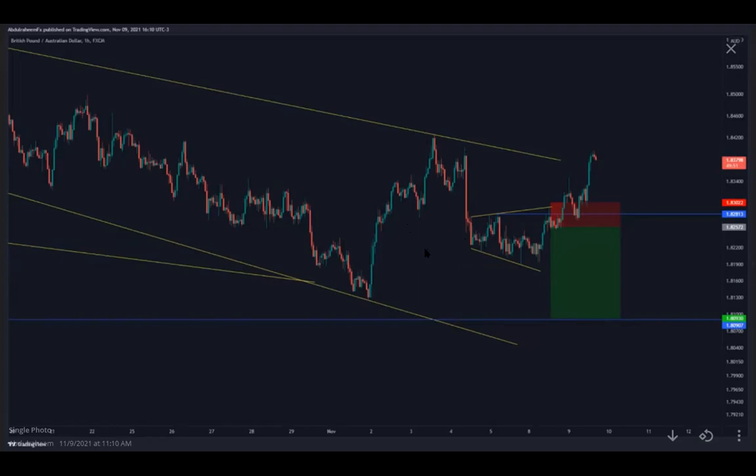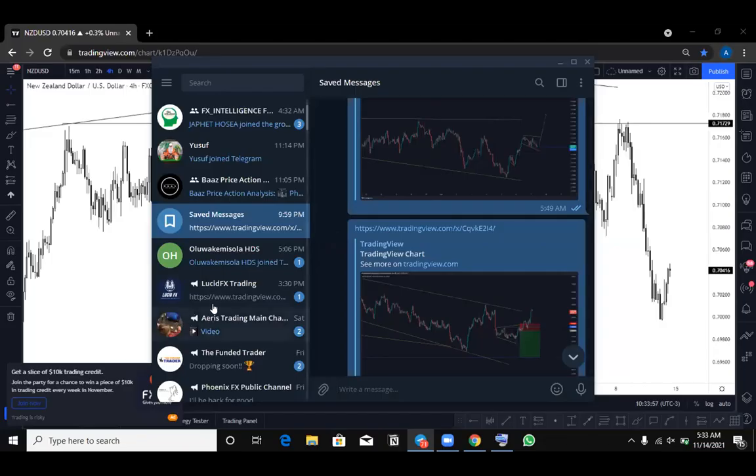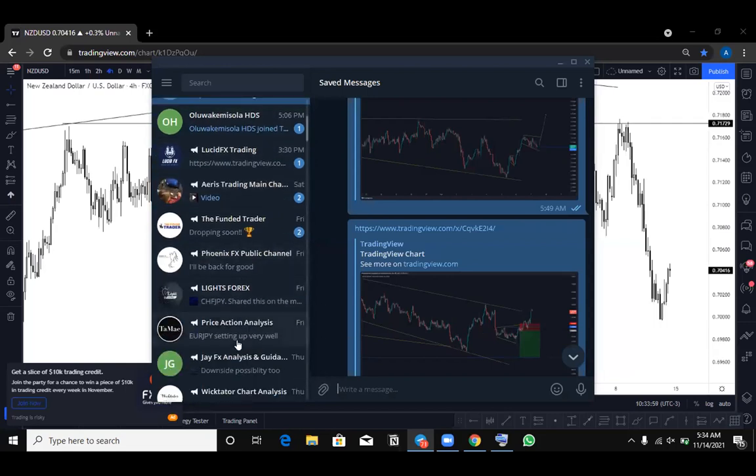GBP AUD. I think I took sales on this, but I didn't take it where you took it. I then took it later on when I posted this setup in the group, right? The sell I took, I posted it in my Telegram. Let me just open my Telegram. I posted GBP AUD. I took that trade.